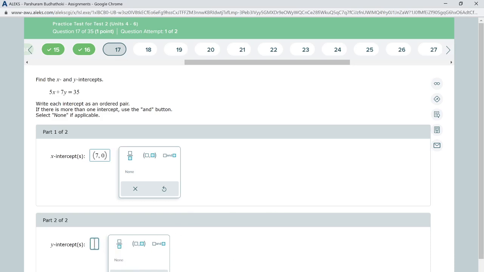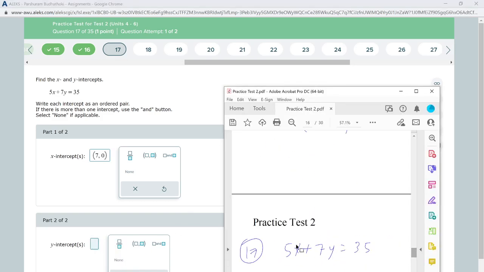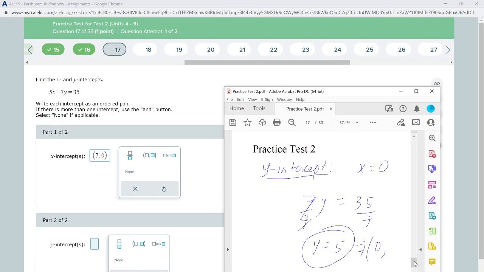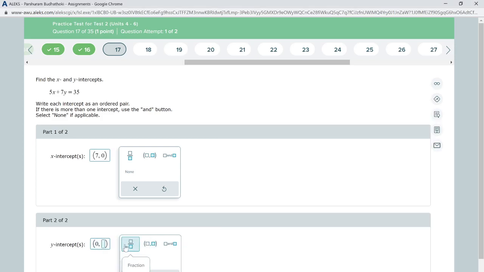For the y-intercept, we're going to repeat the very same thing, but this time we have to replace this x by 0. So for the y-intercept, you have to put x equal to 0 in the given equation, and that gives us 7y equal 35. If you just divide both sides by 7, that gives us y equal 5. But remember, the y-intercept, the way we have to write it is 0 comma 5.